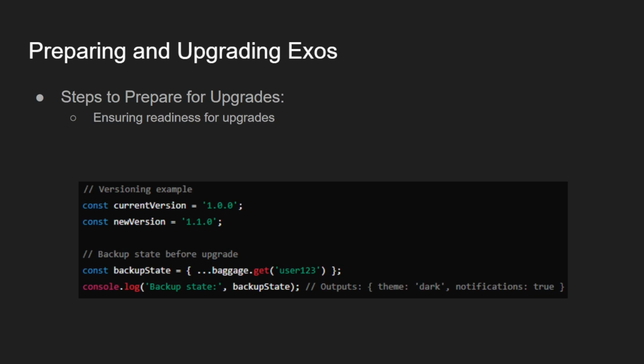Be sure to keep track of different versions of your Exo. This helps in managing upgrades and ensuring compatibility. Be sure to thoroughly test the new version of your Exo in a controlled environment to catch any issues before deployment. And finally, be sure to back up the current state of your Exo. This is crucial in case something goes wrong during the upgrade process.